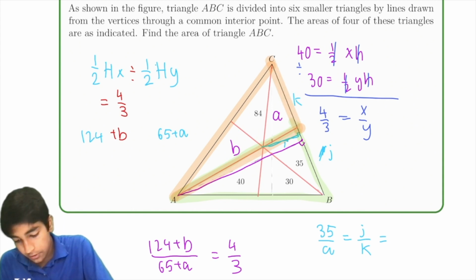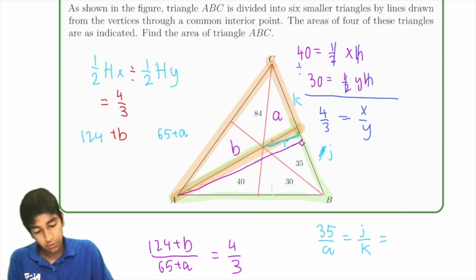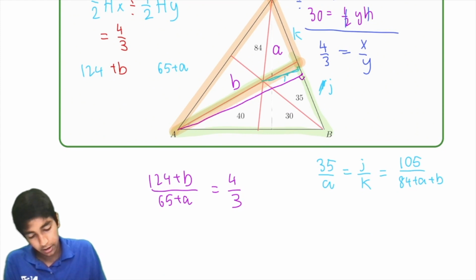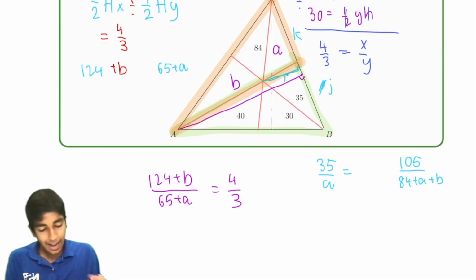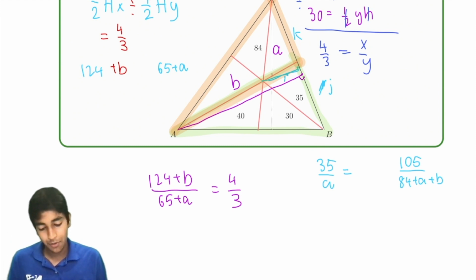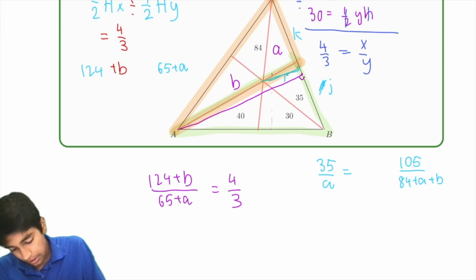The area of the green triangle is equal to 35 plus 30 plus 40, 105. The area of the orange triangle, 84 plus A plus B. And this J over K here doesn't really matter because now we've already found it in terms of A and B. And now, guess what? We've got two variables and two equations.